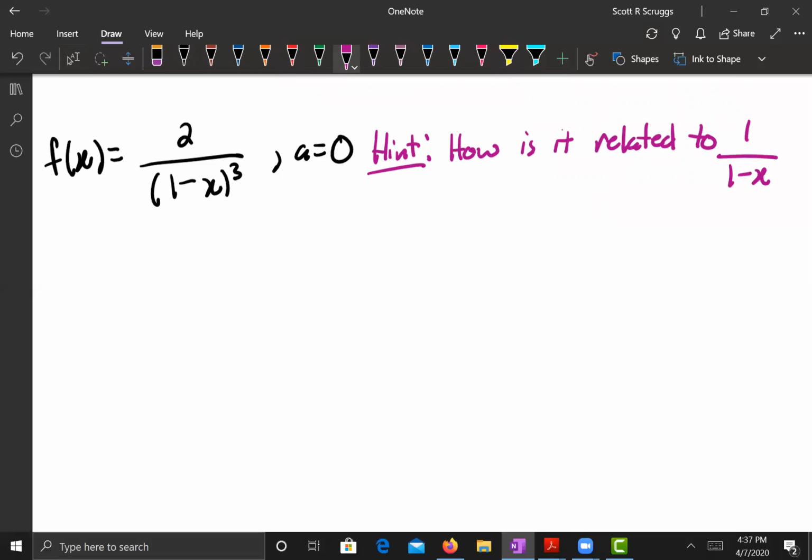I say that f of x has a relation with 1 over 1 minus x. And so when y'all work on this problem to find the Maclaurin series, figure out what relationship we share with f of x and 1 over 1 minus x. I'll give you all about a quarter till 5 before we go tackle the problem.